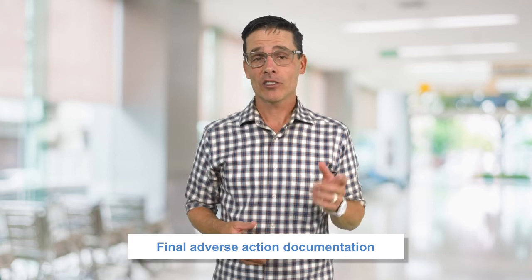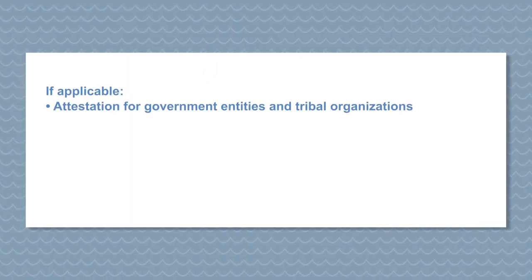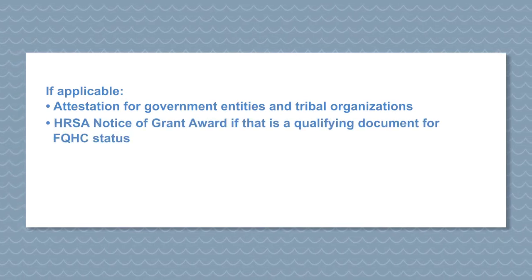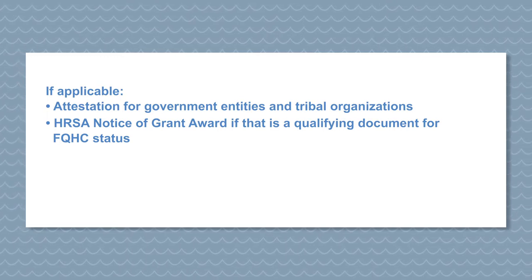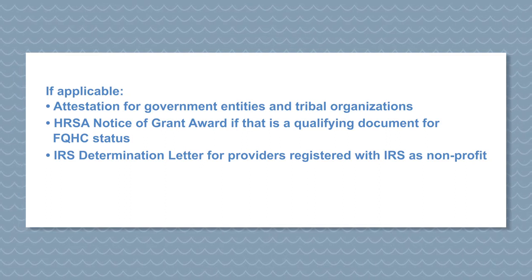those actions. This could include notifications, resolutions, and reinstatement letters. Other documents that may be needed, if applicable, include a copy of any attestation for government entities and tribal organizations, a copy of HRSA Notice of Grant Award if that is a qualifying document for a federally qualified health center status, and a copy of an IRS determination letter for providers registered with the IRS as a nonprofit.